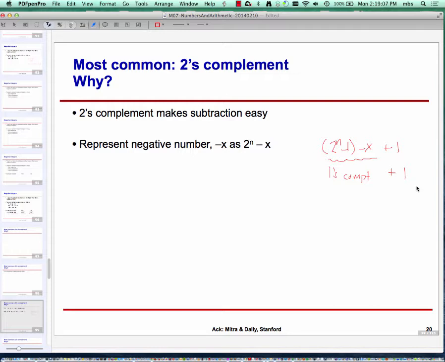Another way of defining it is we take the complement of the whole number and add 1 to it, or arithmetically it corresponds to 2 to the power n minus x, where n-bit numbers are being used. We'll see that this particular property leads to a nice way of doing arithmetic, particularly addition and subtraction.